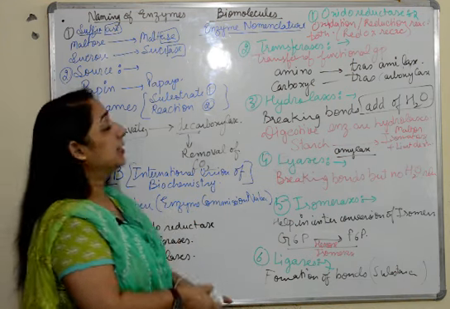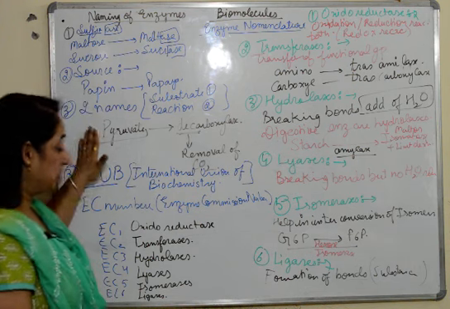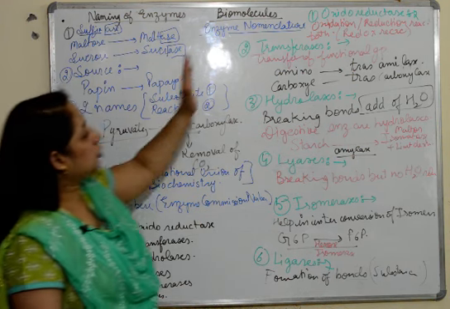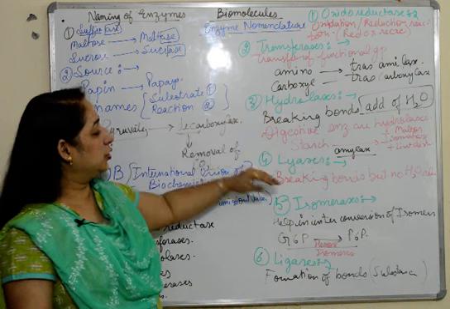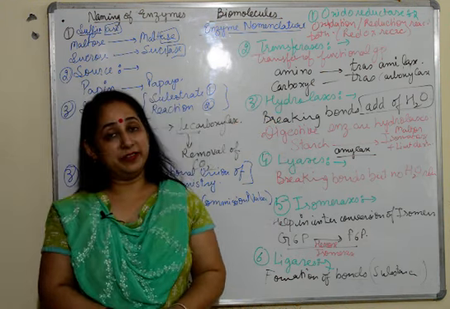So this is the nomenclature of enzymes. We have discussed the various ways in which we name the enzymes, and the most common one under which oxidoreductase, transferase, hydrolase, lyase, isomerase and ligase enzyme categories we have discussed.